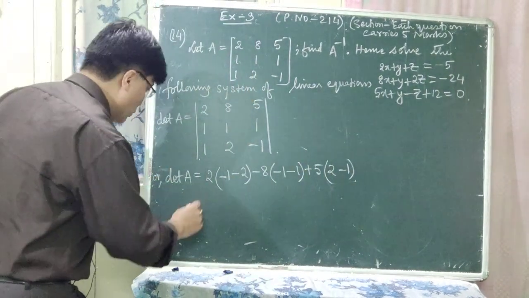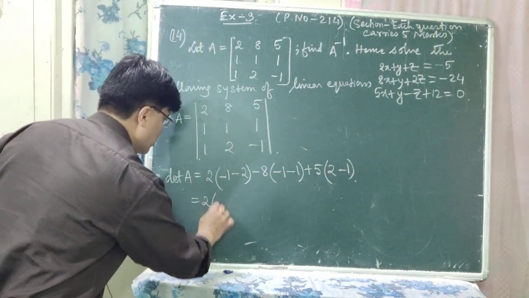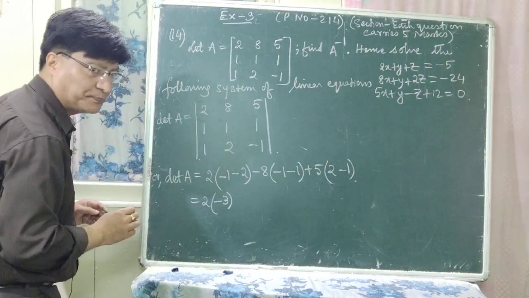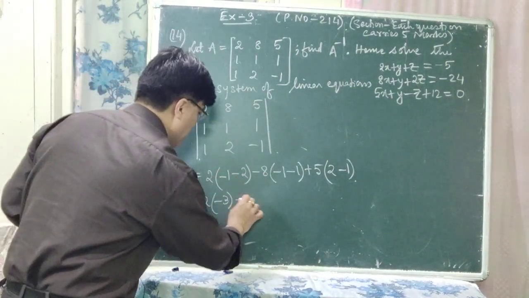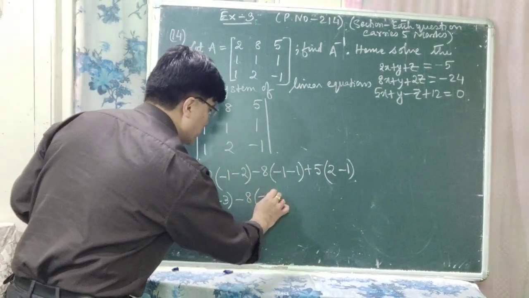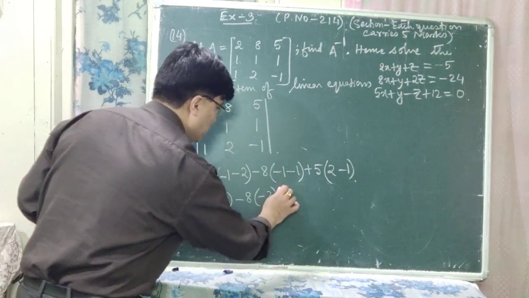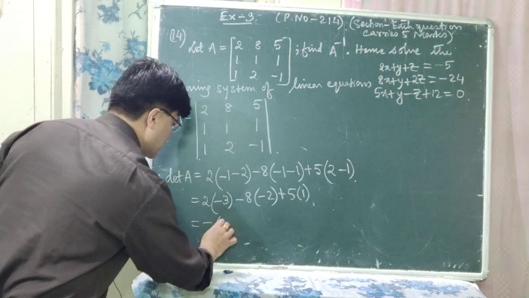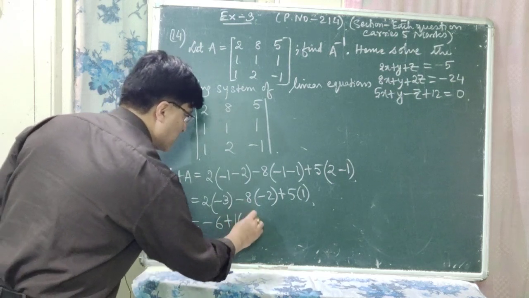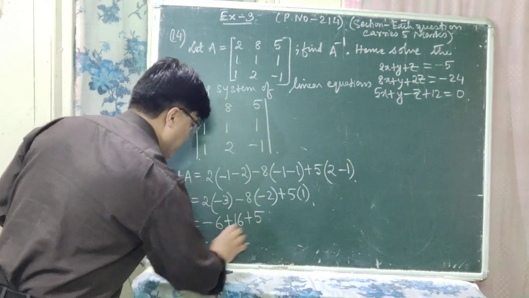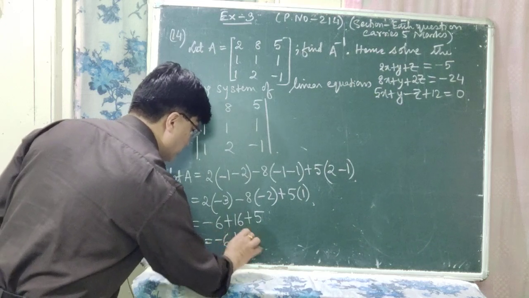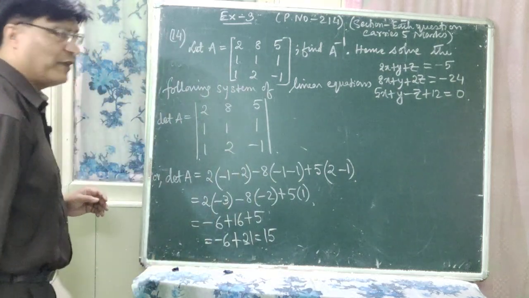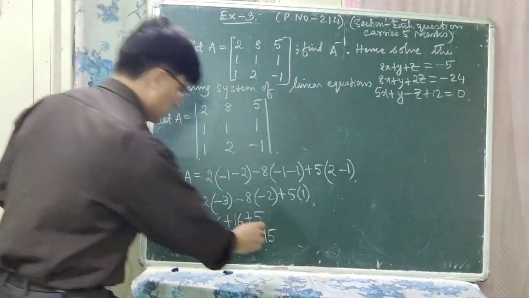So this is equal to 2 into, what is minus 1 minus 2? That is your minus 3, right? Then minus 8 into, what is minus 1 minus 1? Same sign, you have to add them. Plus 5 into 2 minus 1 is 1. Which is equal to minus 6 plus 16, then plus 5. Which is equal to minus 6 plus 21, which is equal to 15, right?